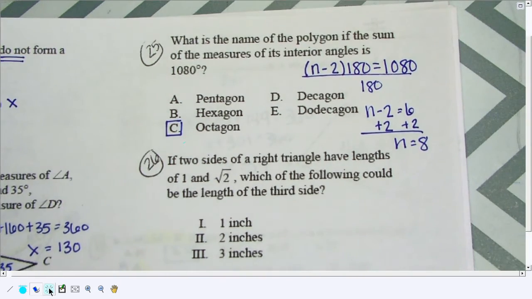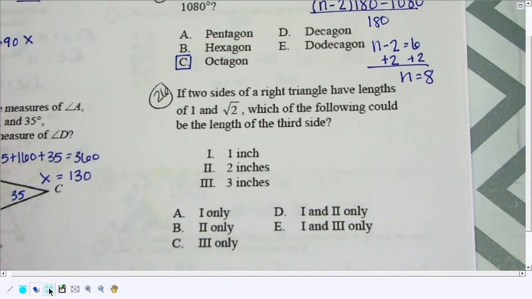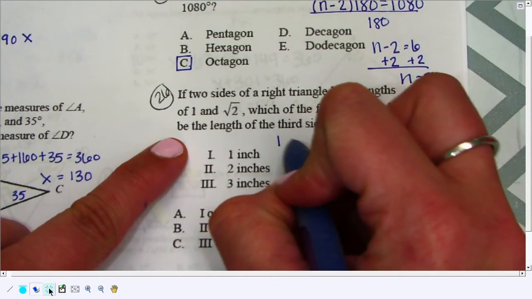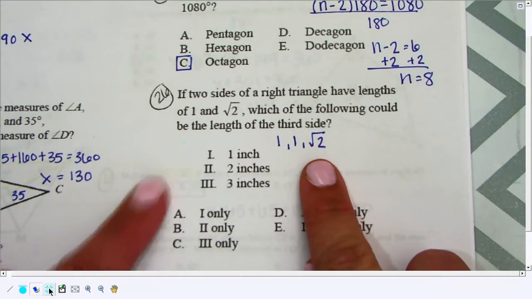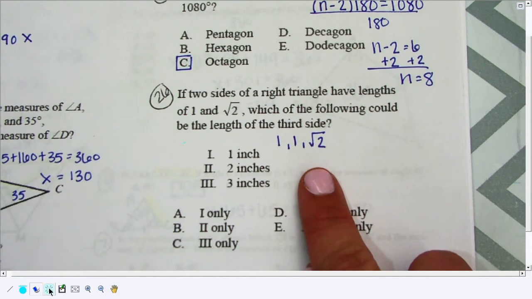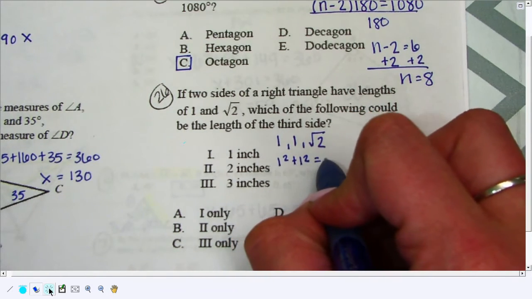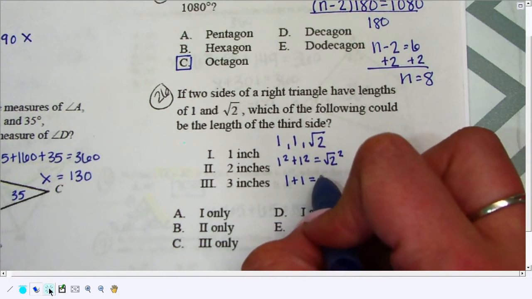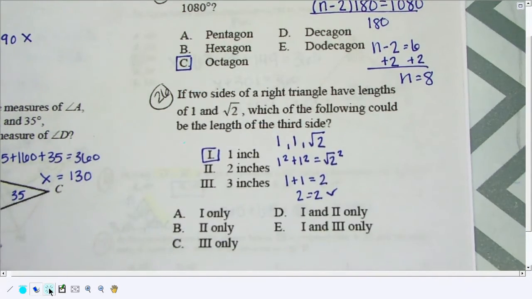All right, 26. If two sides of a right triangle have the lengths 2 and square root of 2, which of the following lengths could be the third side? So option 1, 1 and square root of 2. Well, 2 is the largest. So to test if it's a right triangle, the Pythagorean theorem has to work. So 1 squared plus 1 squared has to equal the square root of 2 squared. Well, 1 plus 1 equals 2. So that one works. So 1 is an answer choice. The Pythagorean theorem was true.